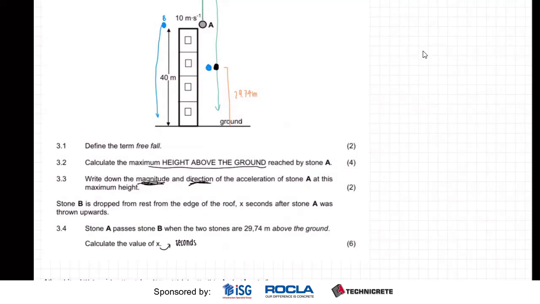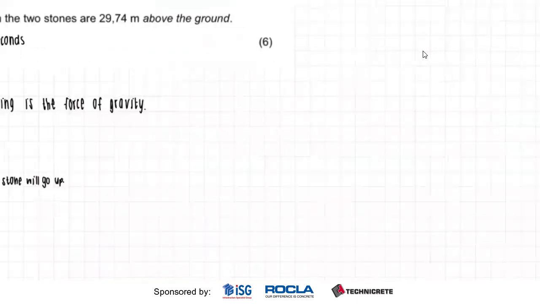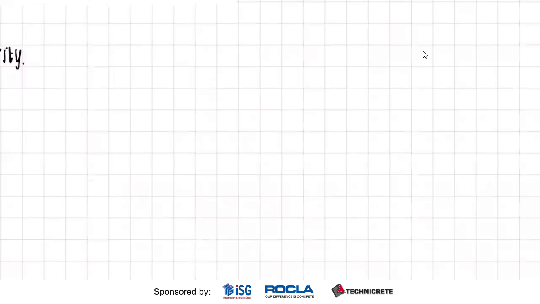So I am going to this question over here. First things first, we always start with telling our examiner which way is positive. So we're going to tell them up is positive. That is always the first thing we tell our examiner, otherwise the examiner is going to be confused. Okay, and now we're first going to deal with stone A.